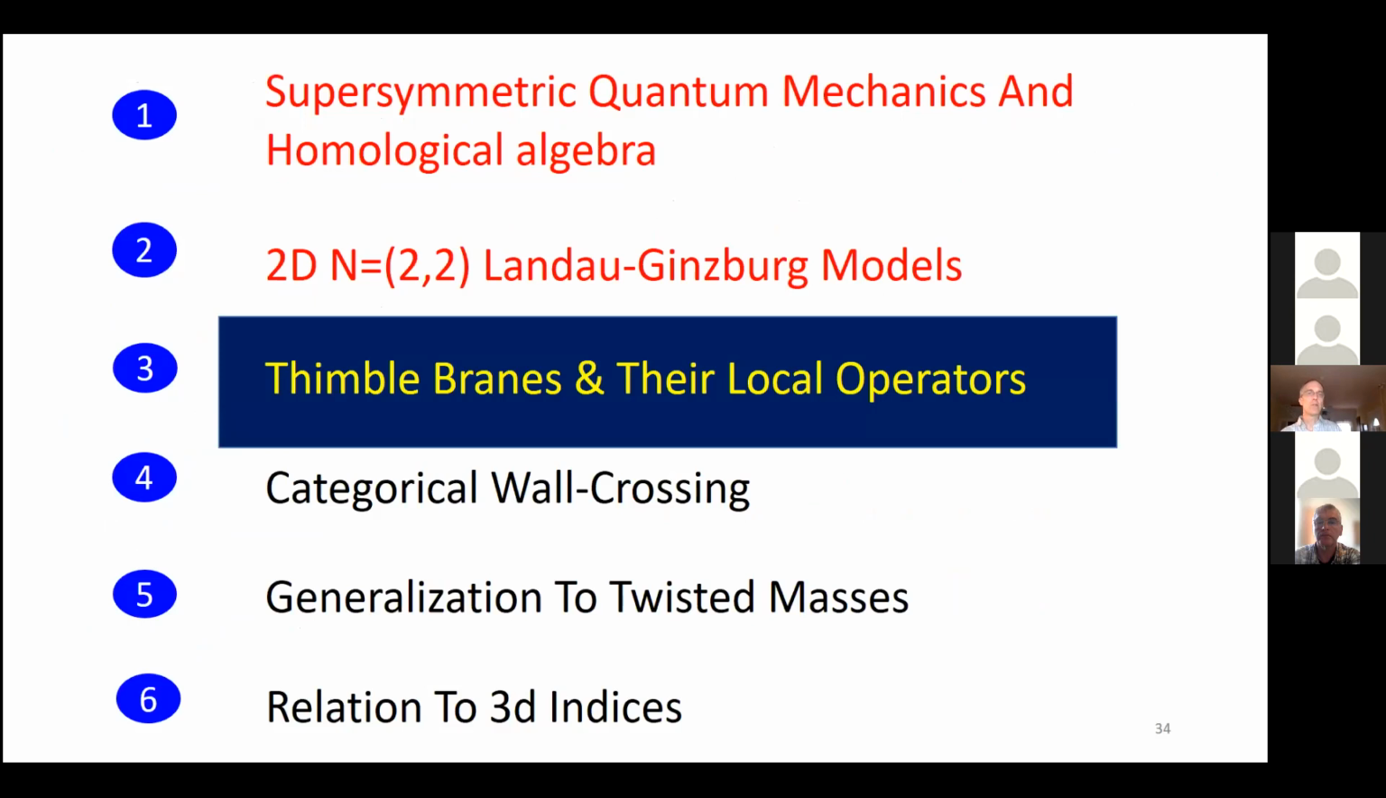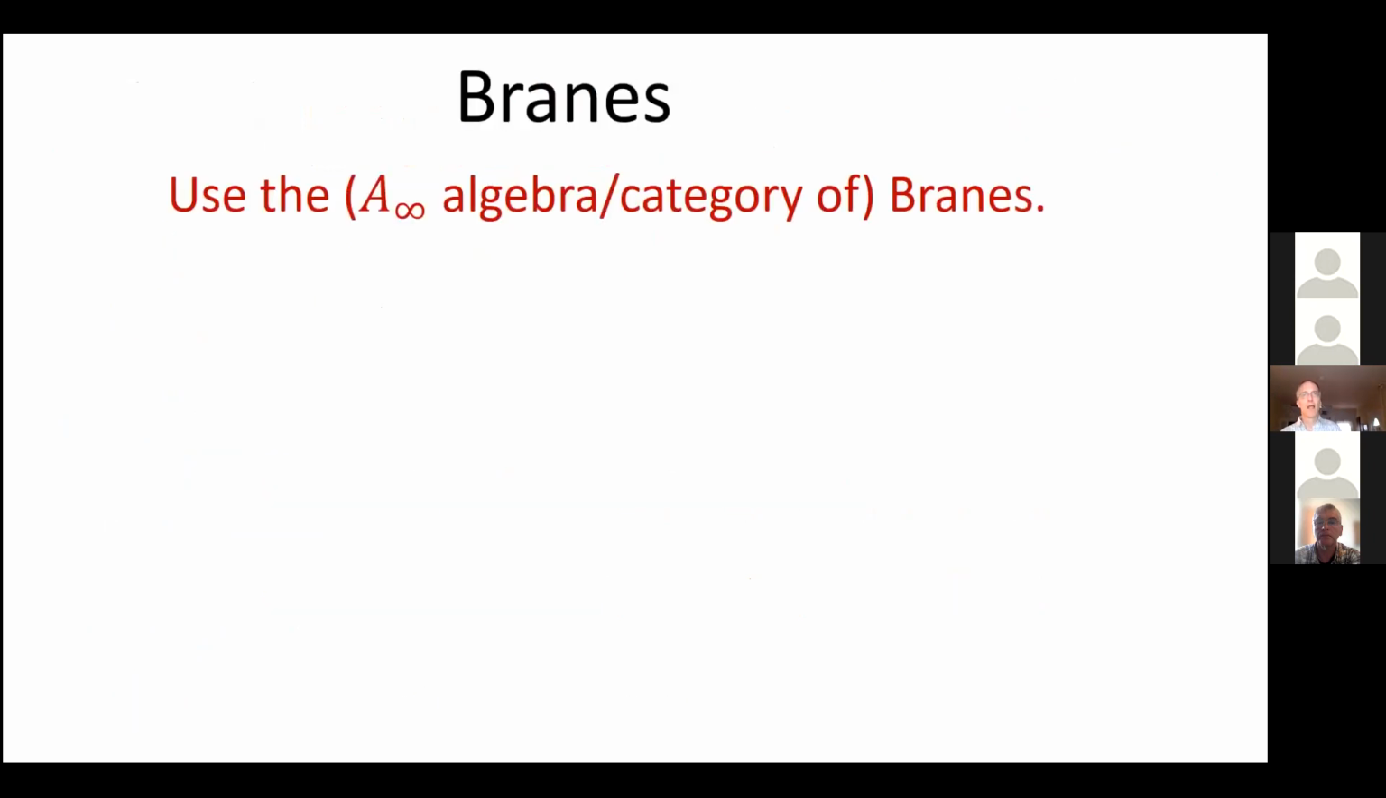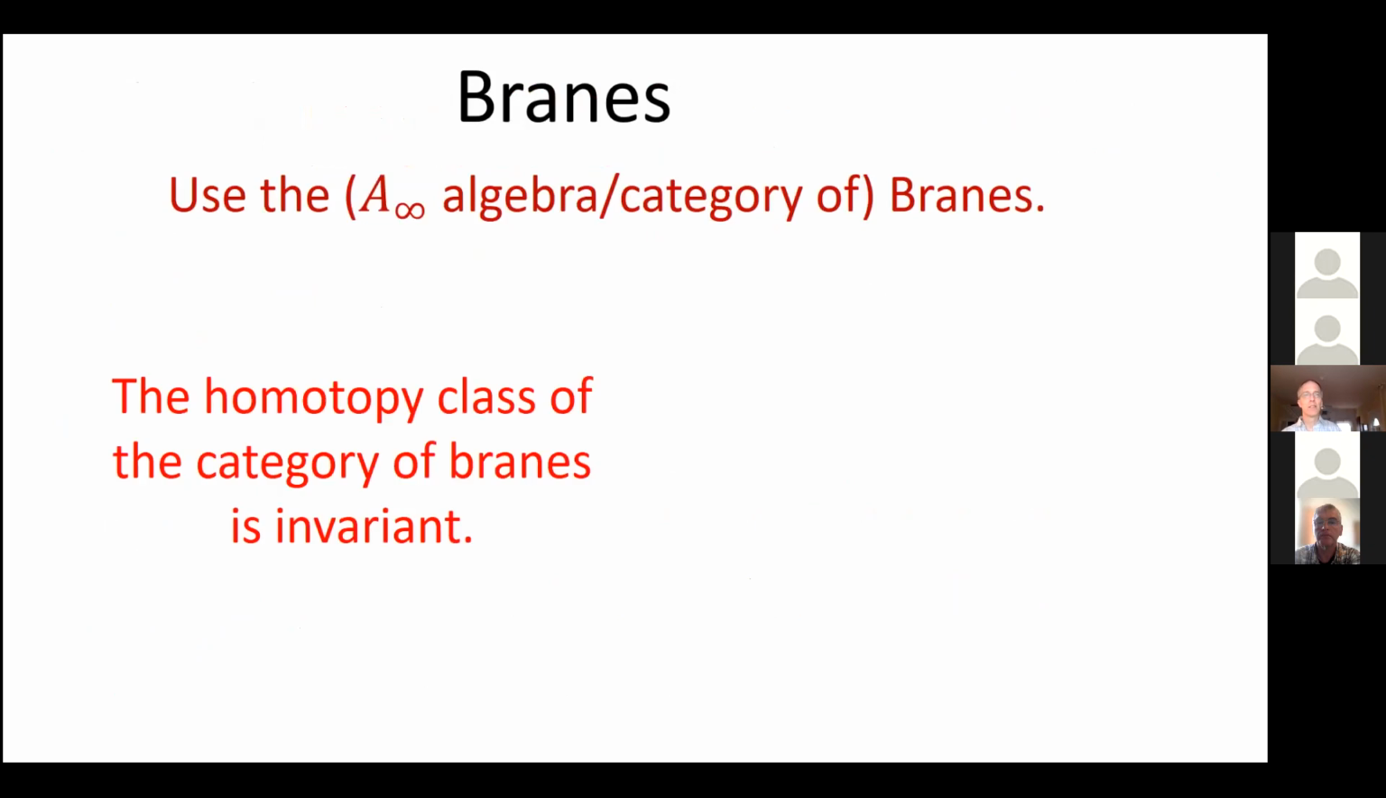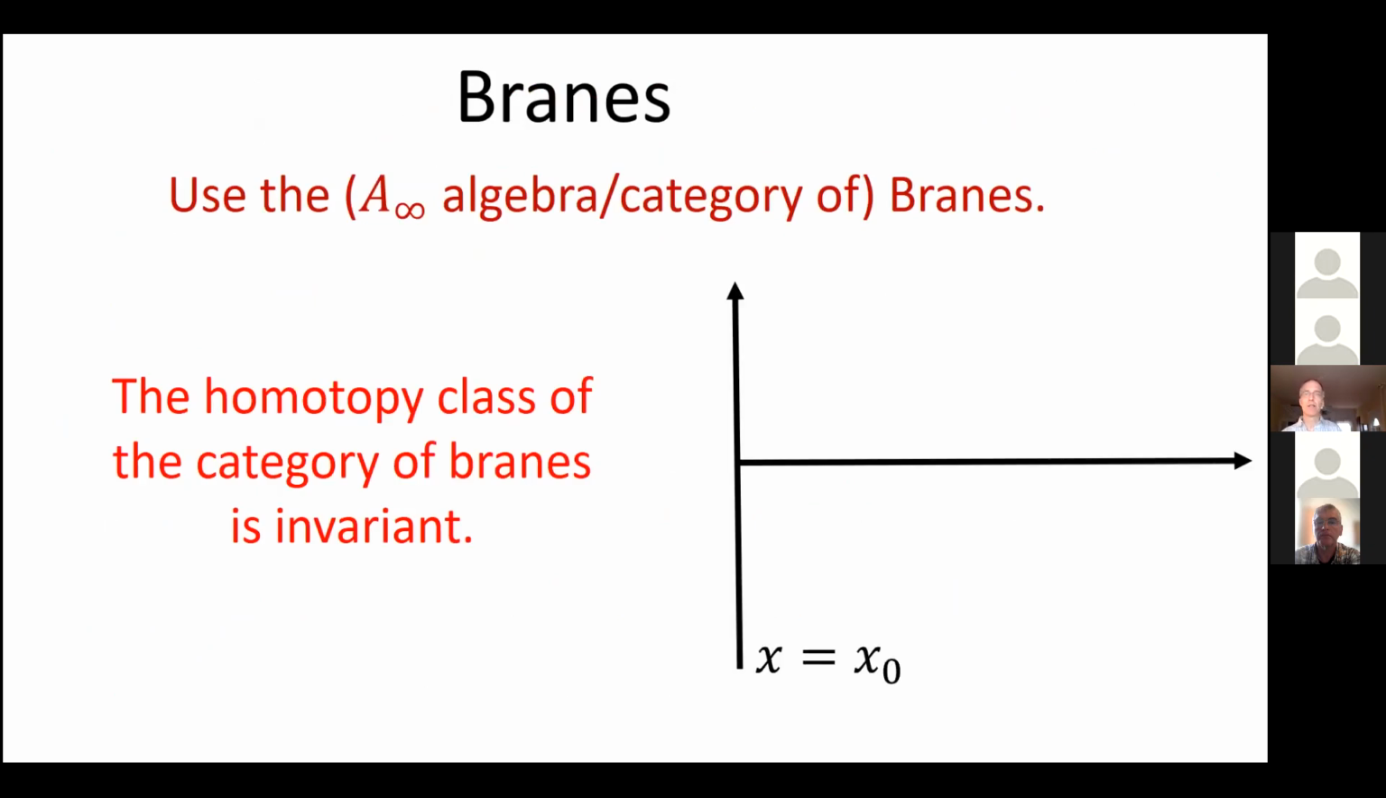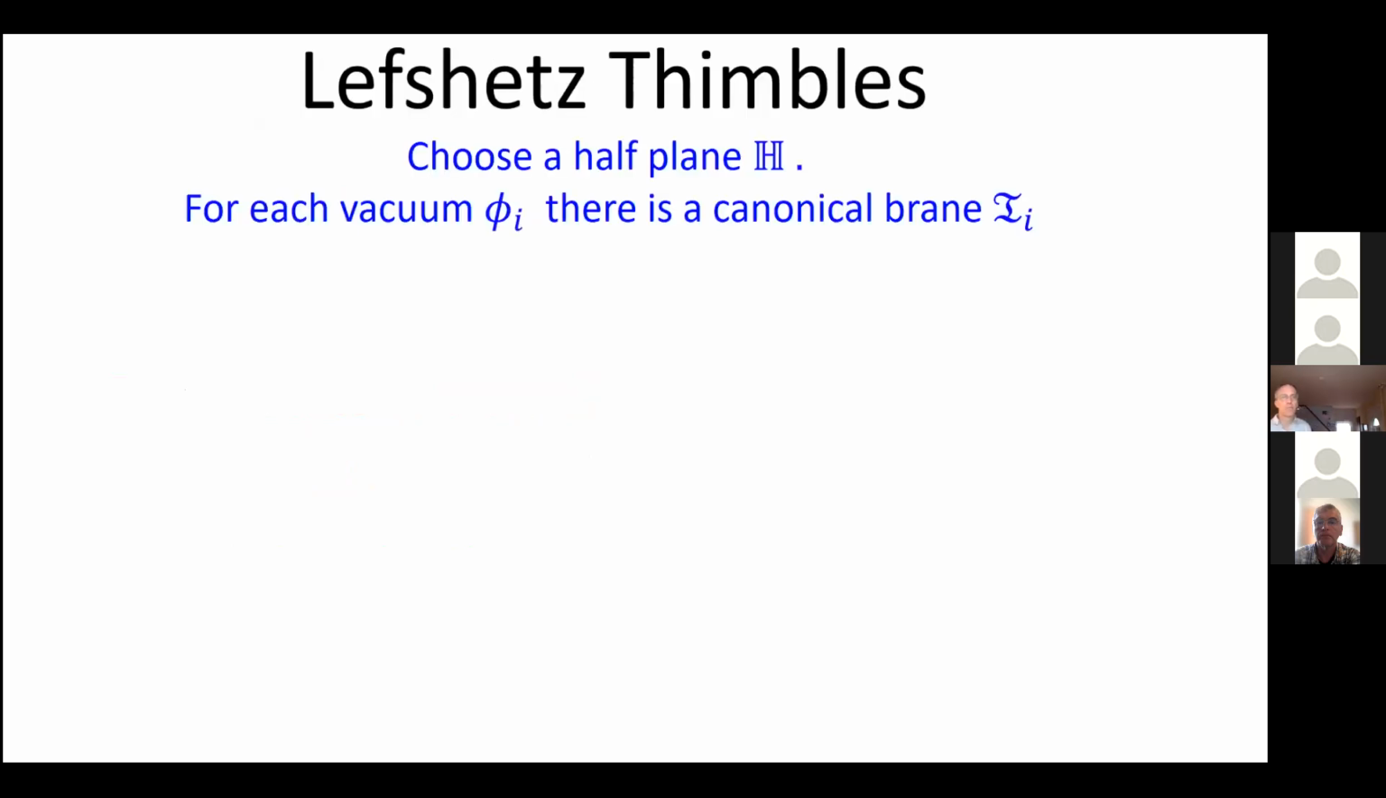All right, so how do we categorify these wall crossing formulas? Well, the key is to look at branes, and study the A-infinity category or algebra of branes. And then the claim is that the homotopy class of this category is invariant. So what's a brane? Well, we consider this 1+1 dimensional quantum field theory on a half space. So we're working on a half line times time. And we have to put some boundary condition on that half line at x equals x naught, say.